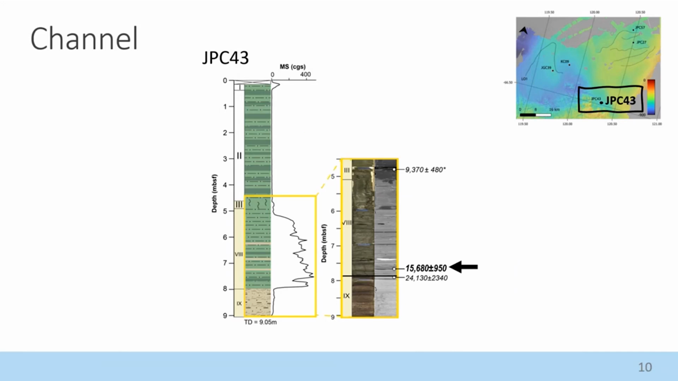And then finally, we have JPC 43, which is our most ice proximal shelf site, which is in this bathymetric channel.